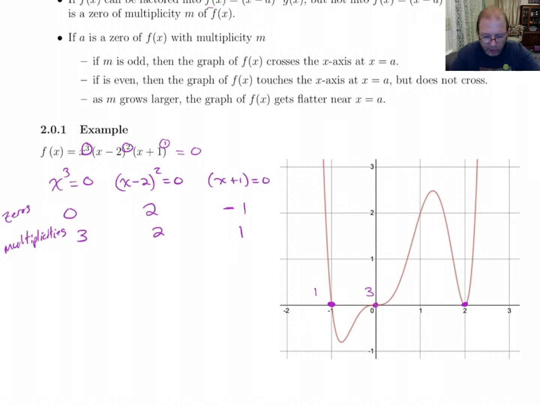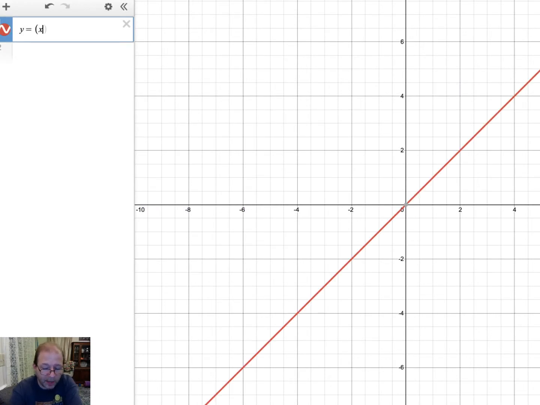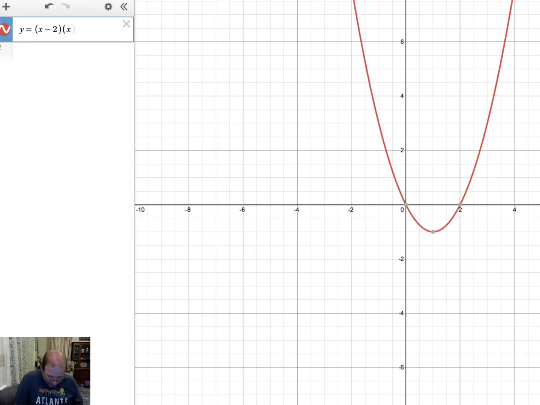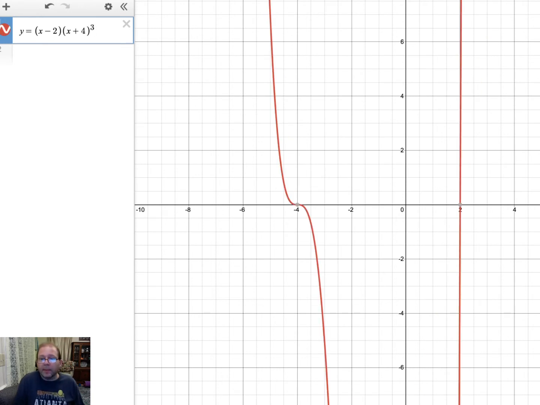Let's look at Desmos, because I want to look at something with some higher multiplicities. Let's say we had y equals (x minus 2) times (x plus 4). So we've got a parabola there. Right now we've got 2 zeros of multiplicity 1. If I change this x plus 4 and raise that to the 3rd power, that flattens the graph out at the 0, -4.